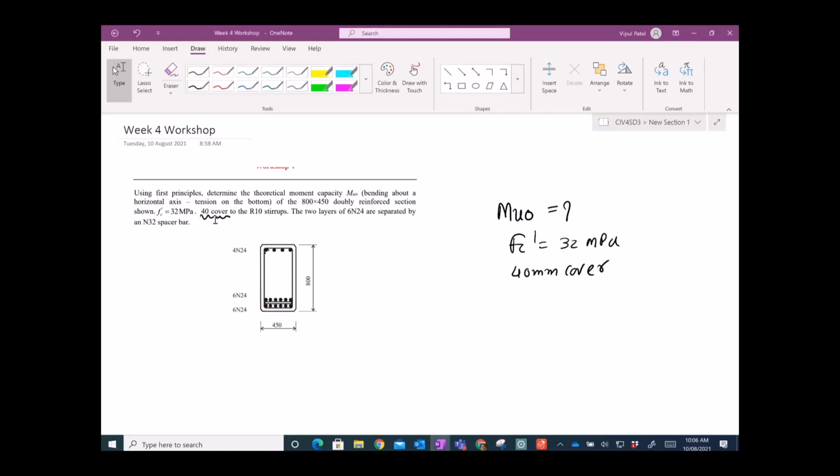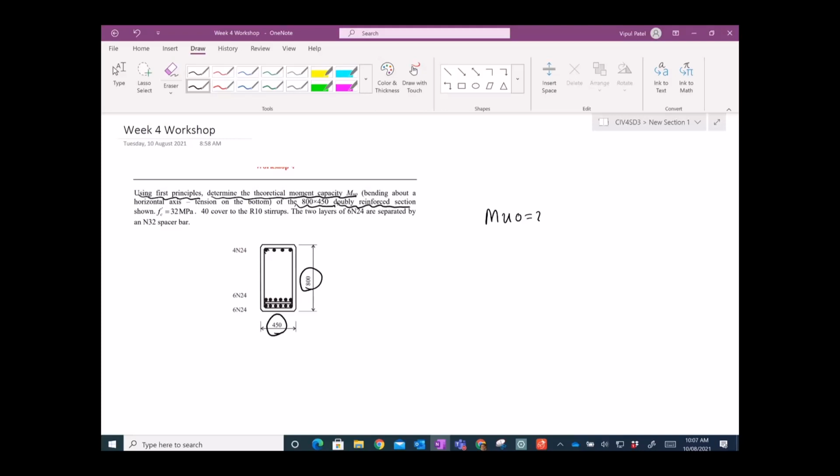Okay, so we have a first principles problem, determining the theoretical moment capacity, Muo. So we need to find this Muo. And we have an 800 by 450 beam, depth is 800, width is 450, and they told us we need to do the analysis on a doubly reinforced beam with f'c equal to 32 megapascals, 40 millimeter cover and R10 stirrup.